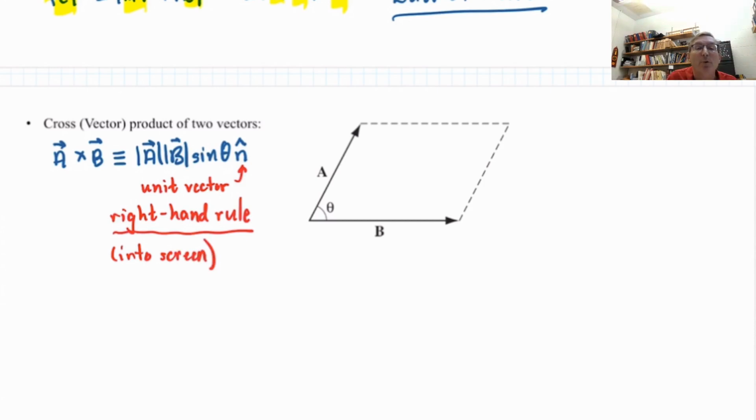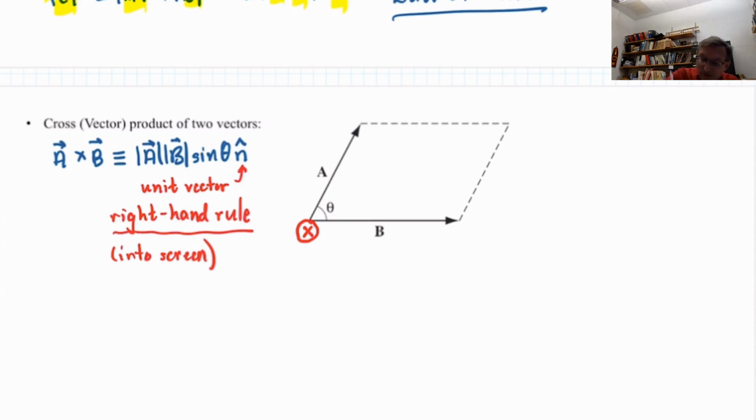We denote a vector pointing into the screen, by the way, as an X with a circle to imply that you're looking at the back end of an arrow. Okay? All right, now that's A cross B.